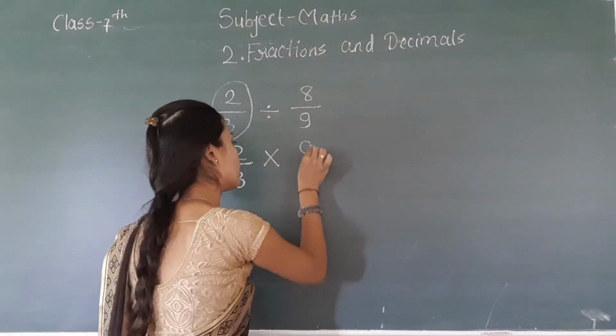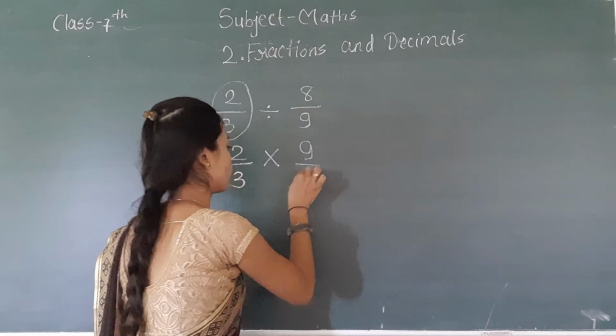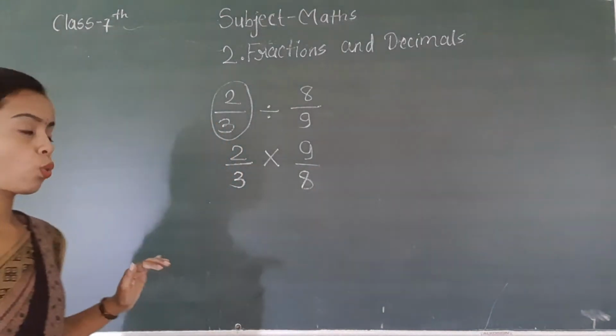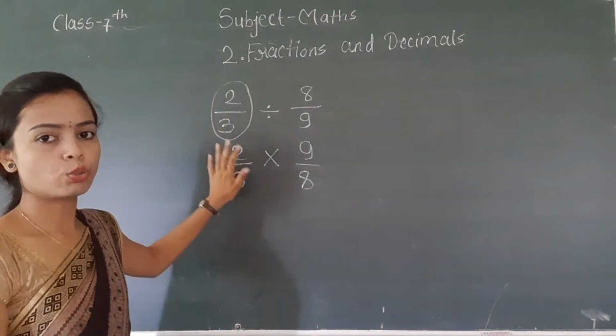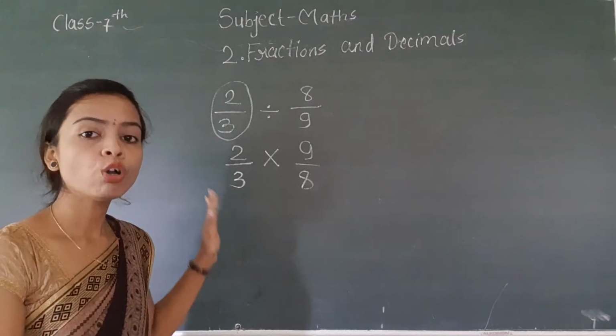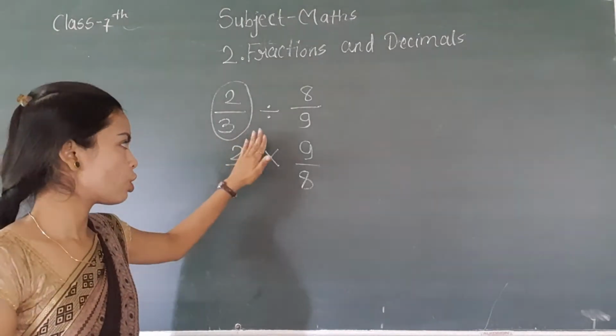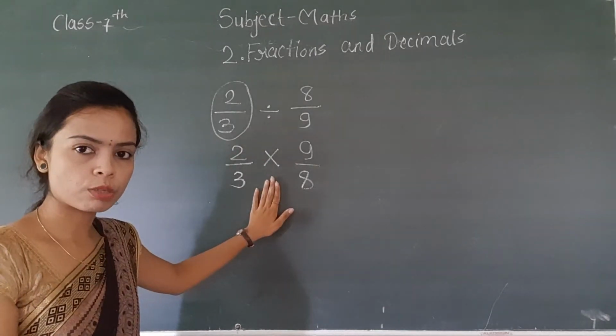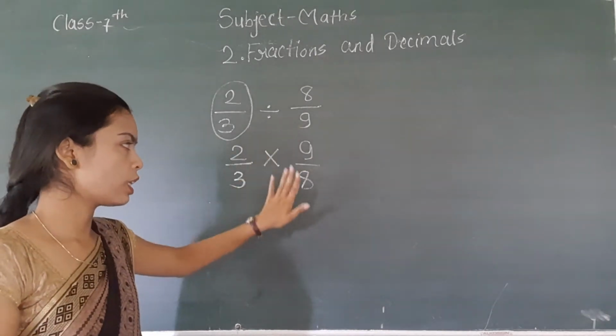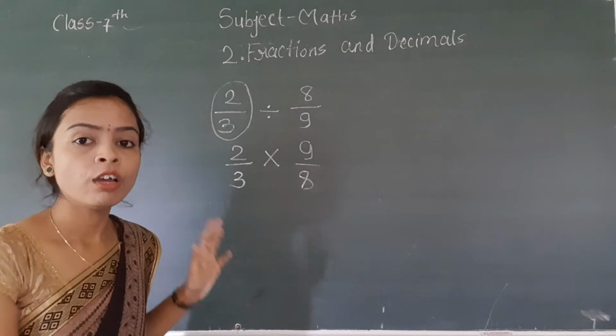So it is 9 upon 8. So if you have to divide the two fractions, what will you have to do? You have to write your first fraction as it is, change your division symbol with the multiplication symbol and write the reciprocal of the second fraction.